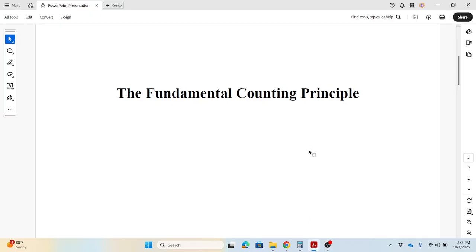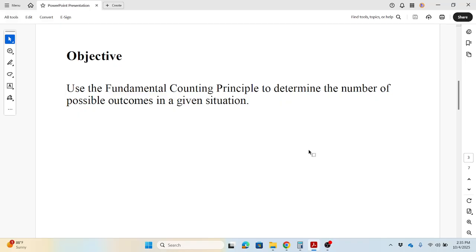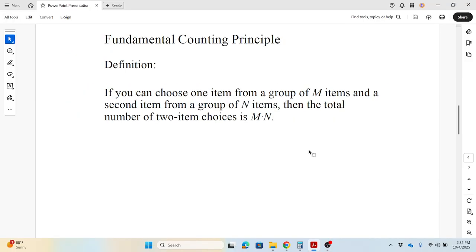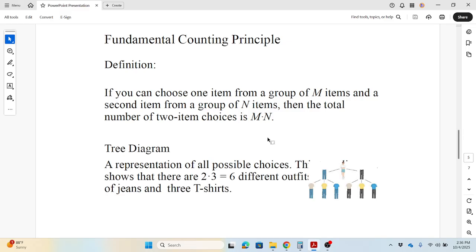The fundamental counting principle. We're going to use the fundamental counting principle to find the number of possible outcomes in a given situation. So let's look at the definition. If you can choose one item from a group of m items and a second item from a group of n items, then the total number of two-item choices is m times n. That's the formula, the fundamental counting principle.